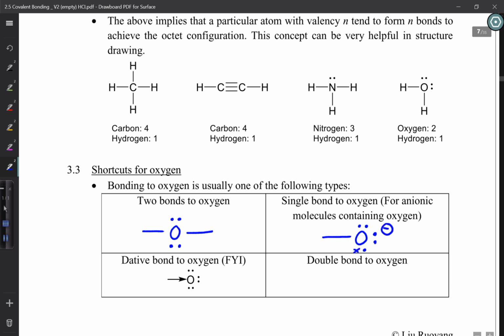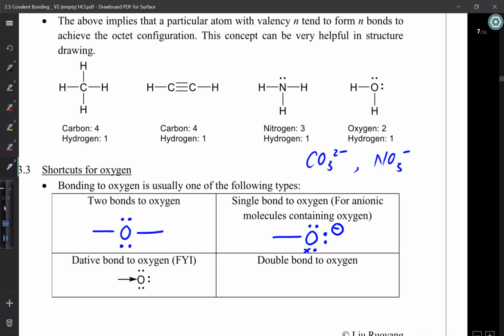Now, this is usually for ionic molecules containing oxygen. What do I mean by this? For example, CO3 2 minus, NO3 minus. For these kinds of molecules, these are known as oxo anions. Oxo means oxygen containing anions. So for example, if I ask you to draw the structure of CO3 2 minus, what will it be?